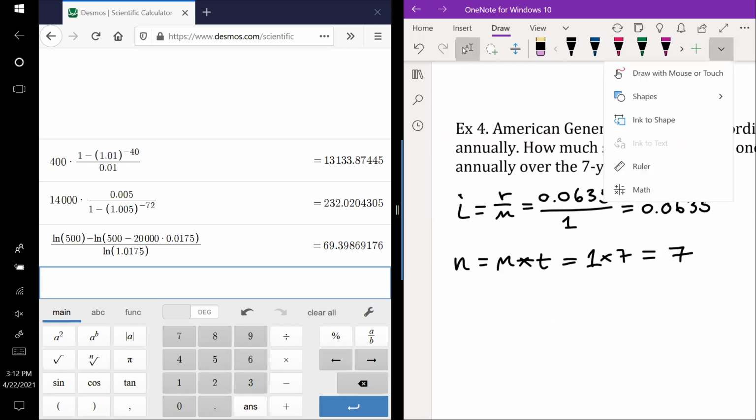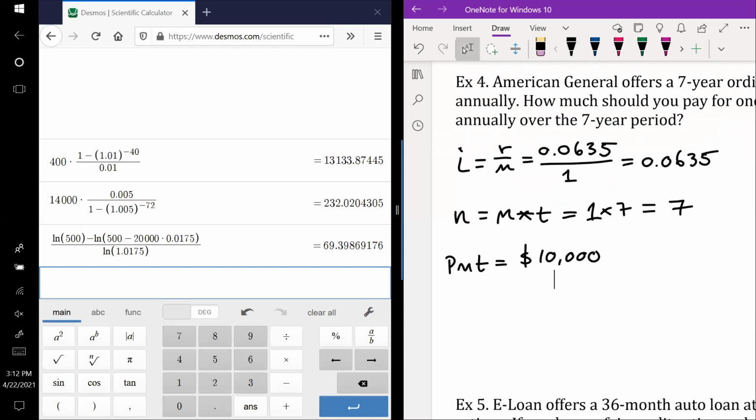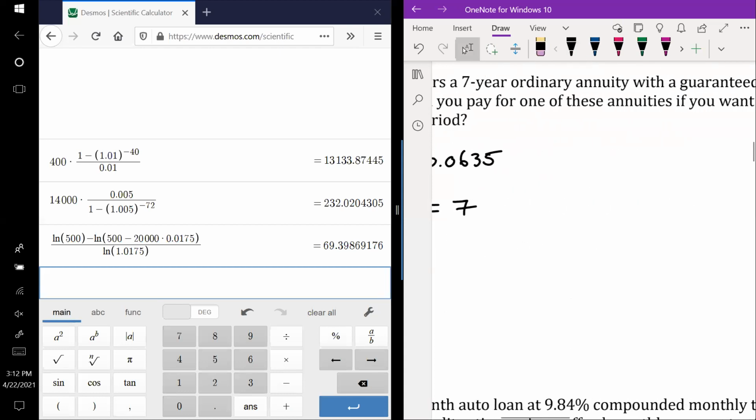And then the last piece is we want to receive payments of $10,000. So payment is 10,000. Cool. So we have I, we have N, we have payment. So we can now plug into our present value formula, which I'll do over here.